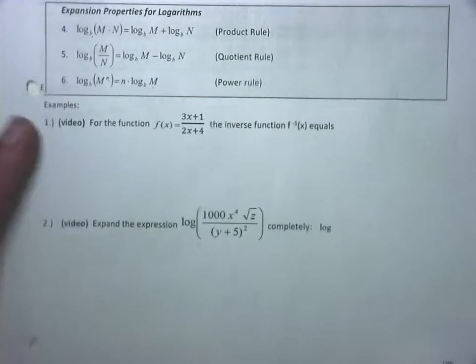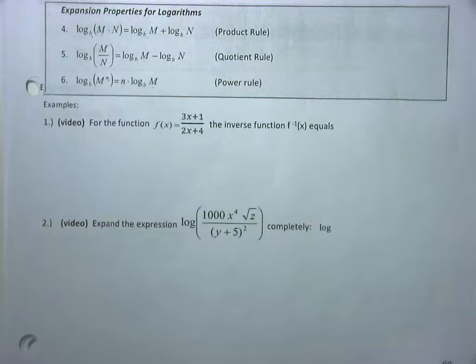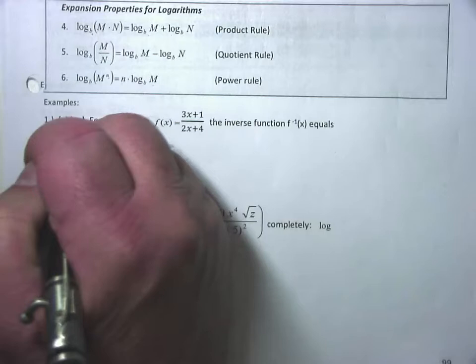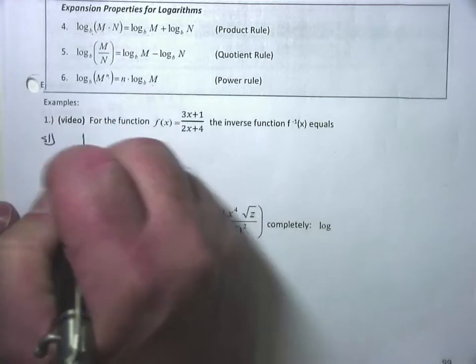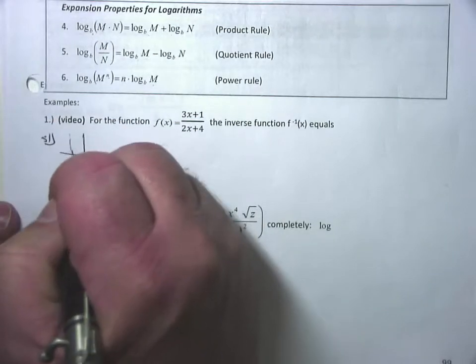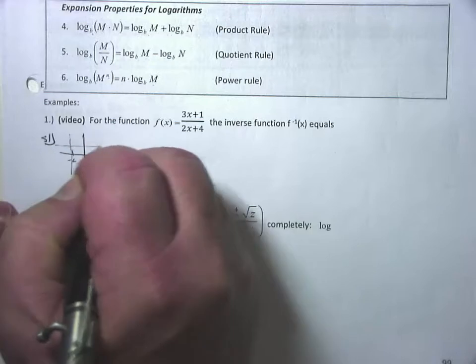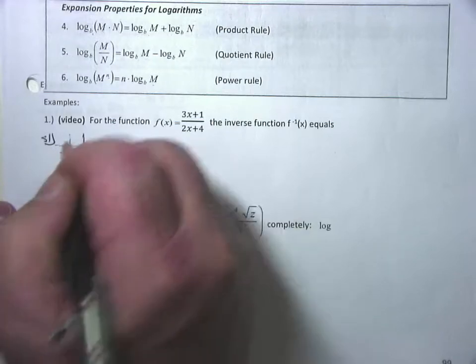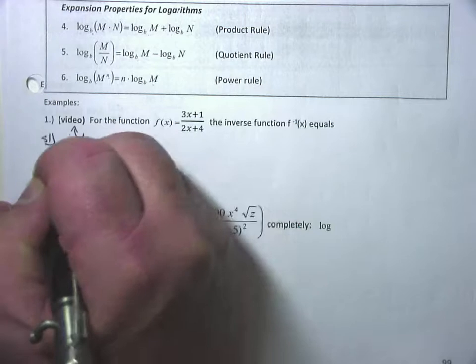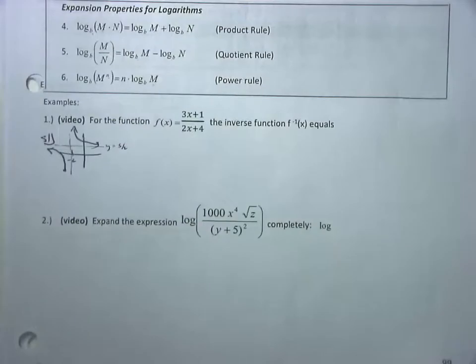So, here we go. This is a review from the review section of this chapter. For the function f of x equals 3x plus 1 over 2x plus 4, what's the inverse function going to look like? You guys remember how to do inverse functions? Step 1. Graph the thing. Over here at negative 2, over here at 3 halves. This is what the graph looks like. The question is, is it 1 to 1?